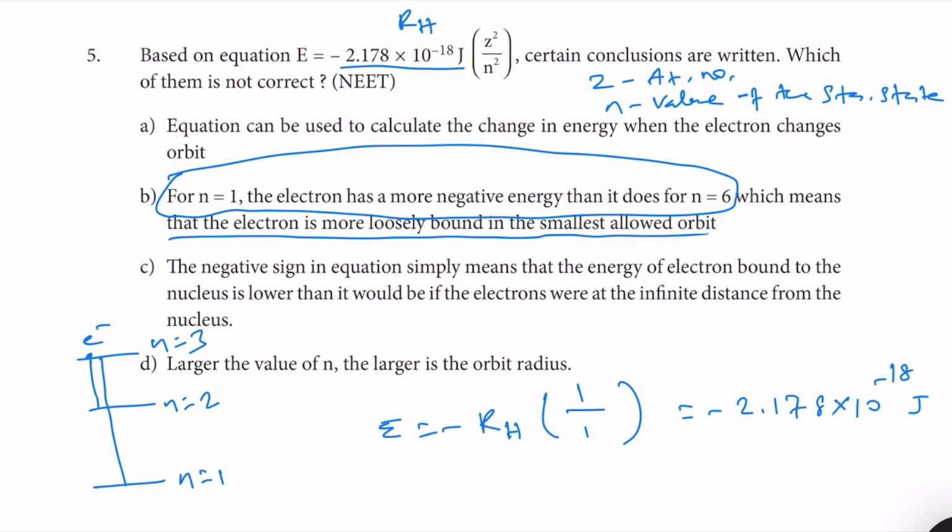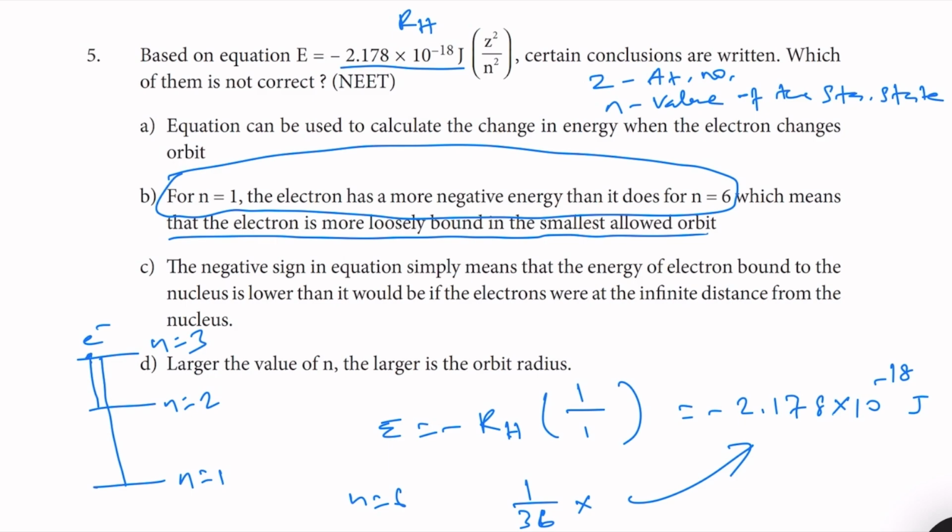So, when N equal to 6, what will happen? You will be having a term 1 by 36 in that case, 1 by 36 times this value. So, that will be less negative compared to N equal to 1. So, until that part is correct.